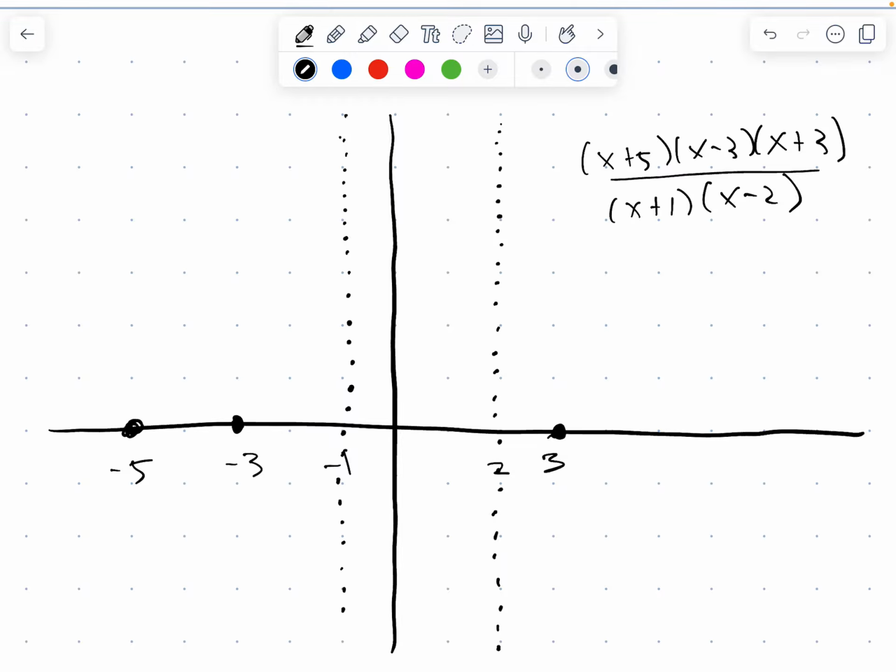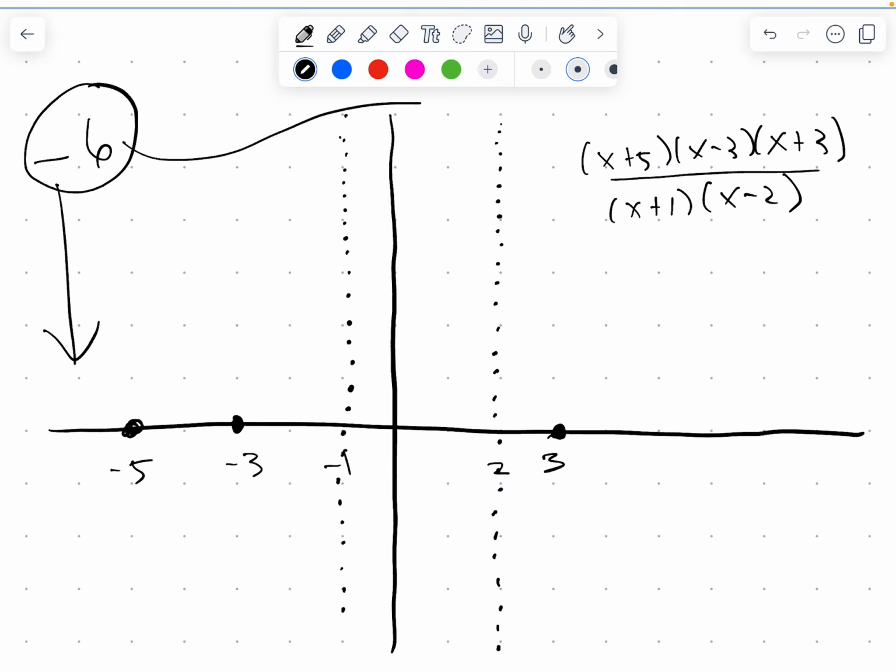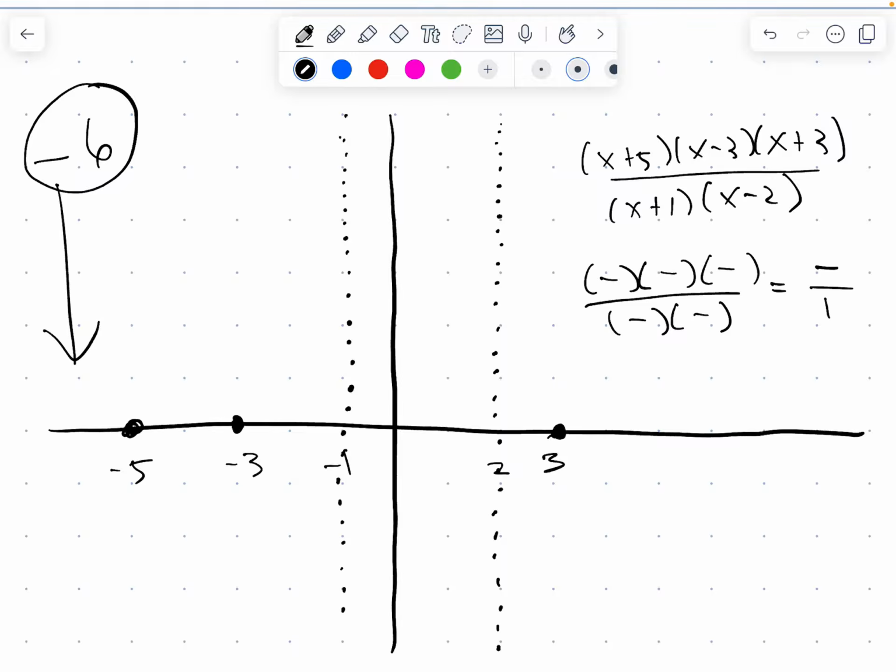Now let's test something over here. Let's do -6. Now we're going to plug in -6 into this equation and see what happens to the sign. So -6, when I plug it in there, is going to give us a negative, a negative, a negative. On the bottom is going to be negative, negative. Everything is going to be negative. So negative, negative, negative on the top is negative. Negative, negative on the bottom is positive. So it's going to be negative. So in this region right here, we are negative.